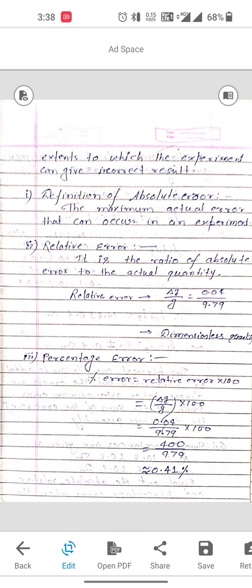Definition of absolute error: the maximum actual error that can occur in an experiment. That is called absolute error. Relative error: it is the ratio of the absolute error to the actual quantity. That is, relative error equals delta g by g, 0.04 by 9.79. Percentage error: relative error into 100 is percentage error.